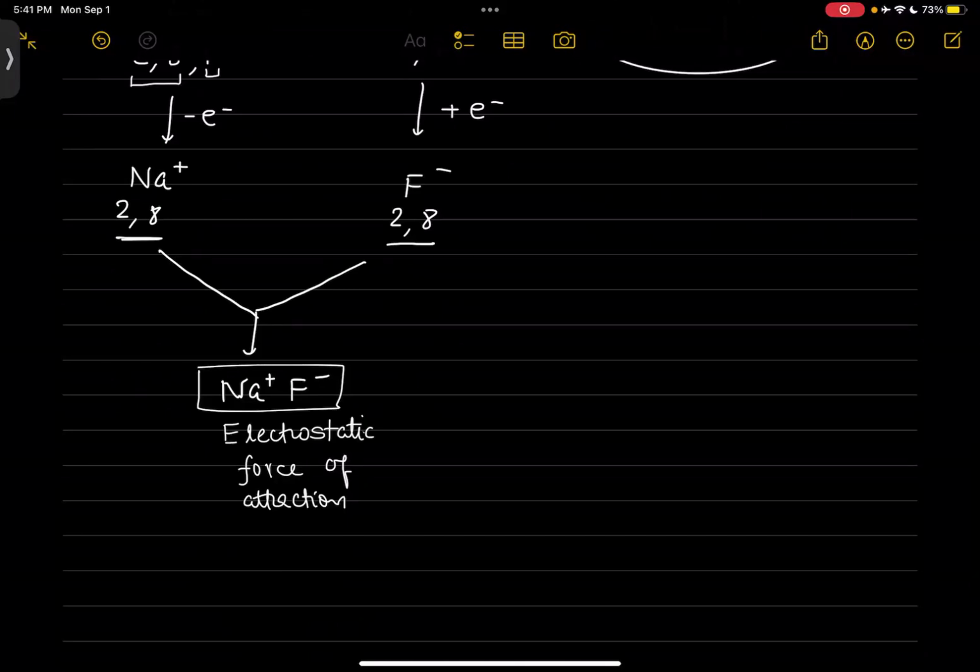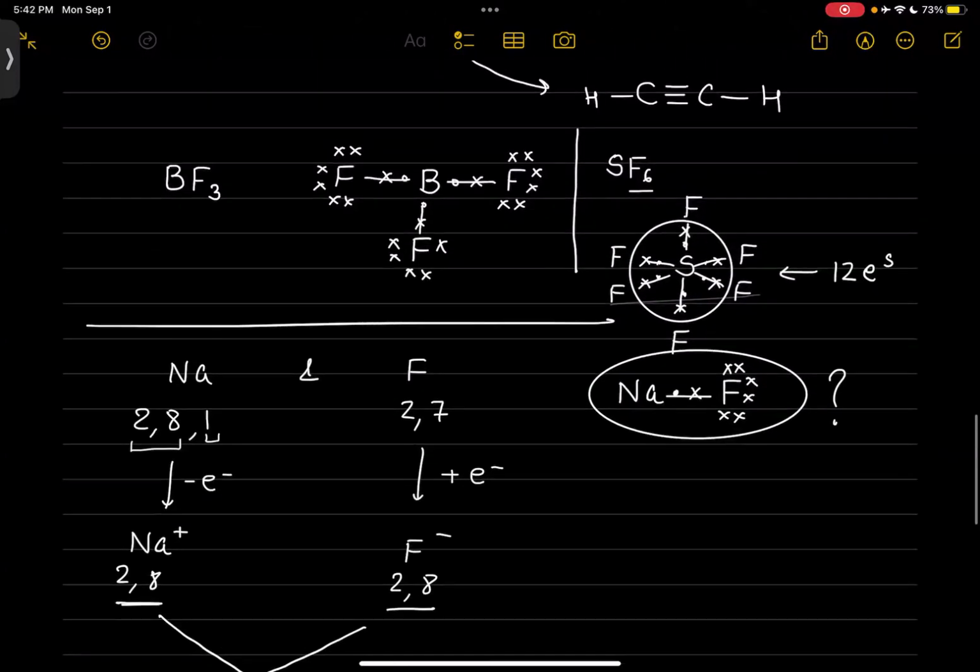But make sure that whatever the charge of the cation is, that is balanced by the charge of the anion. So that is electrostatic force of attraction, and this force of attraction is known as ionic bond or electrovalent bond. Got it? Ionic bond or electrovalent bond. So I hope this is clear.